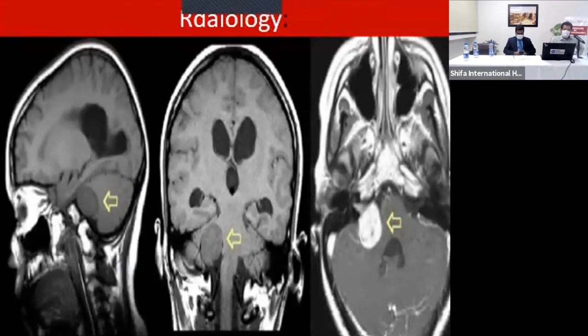So this is a picture, T1 contrast MRI brain showing a vestibular schwannoma that is ice cream cone shaped, and its extension into the internal acoustic meatus.